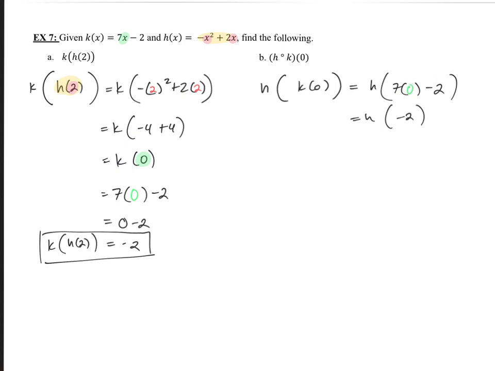And now we're replacing x with negative 2 in h. Then we have negative 2 squared plus 2 times negative 2, replacing those values with the negative 2. Simplifying, we have negative times the 4 minus 4, which gives us negative 8. So, h of k of 0 is negative 8.